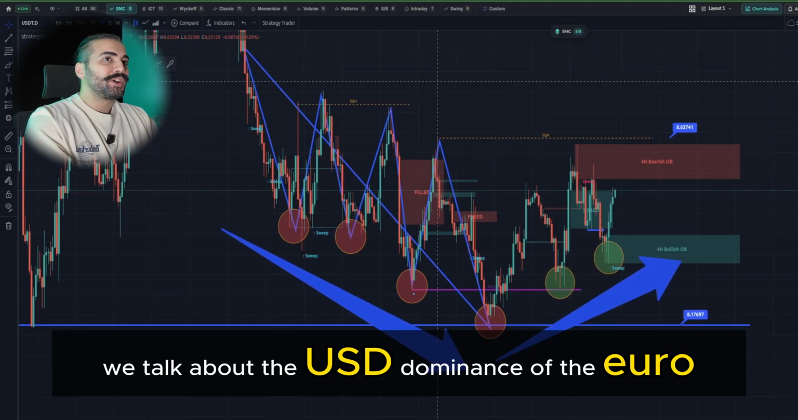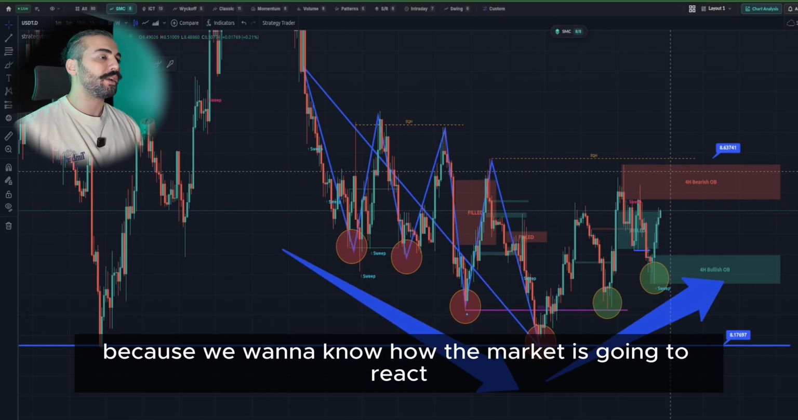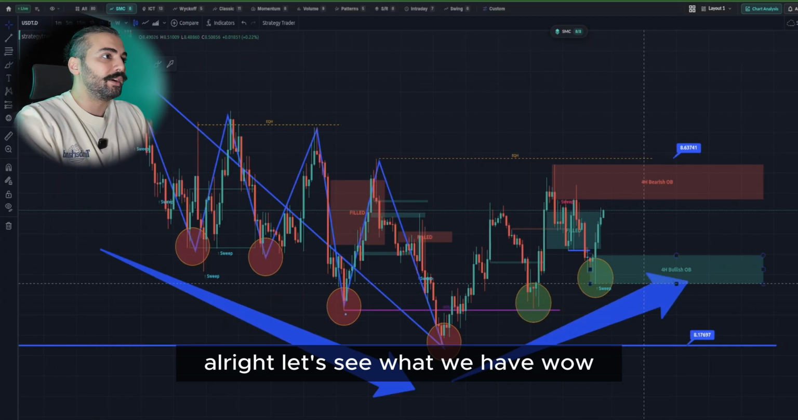First off, as always, we talk about the USDT dominance of Tether because we want to know how the market is going to react in terms of its direction, if it's going to be bullish or if it's going to be bearish. All right, let's see what we have.